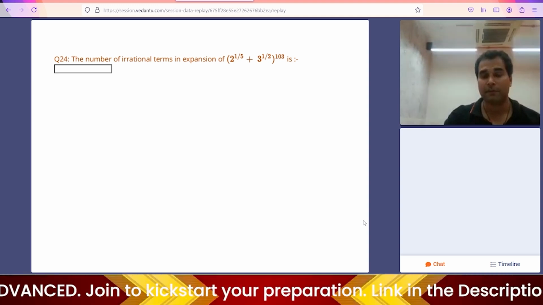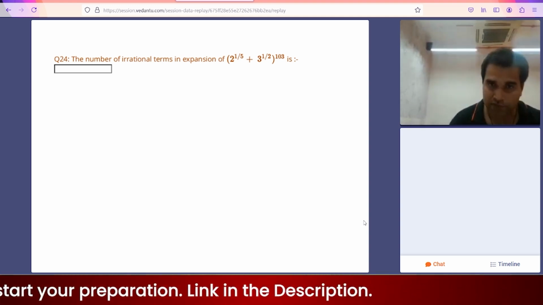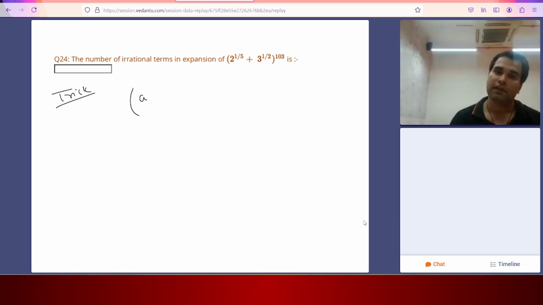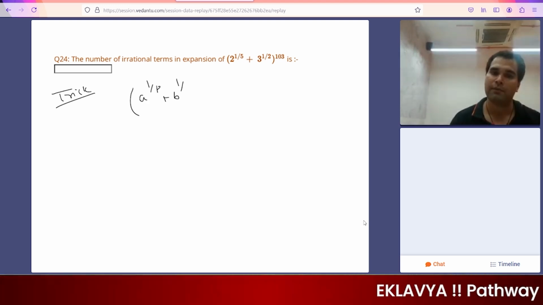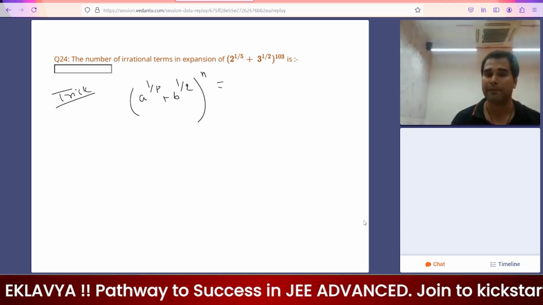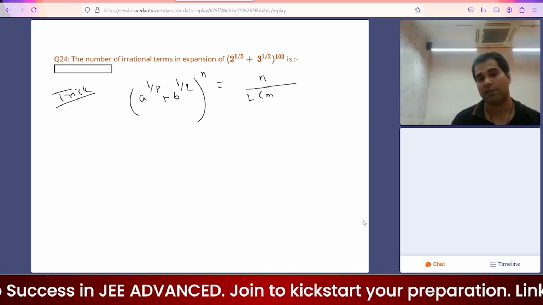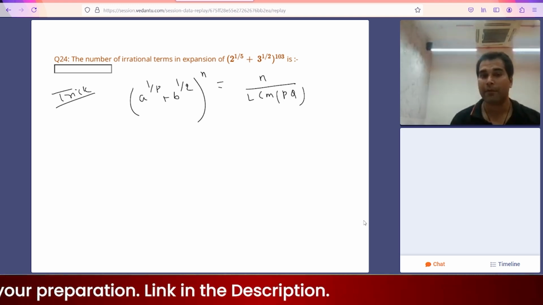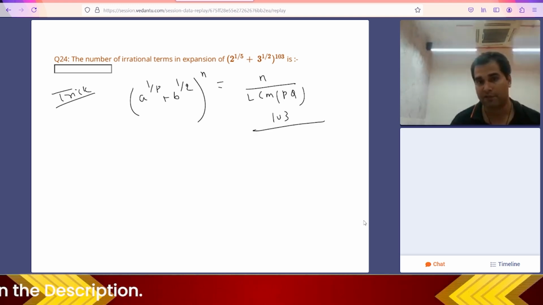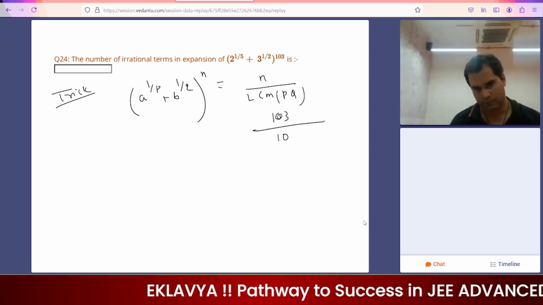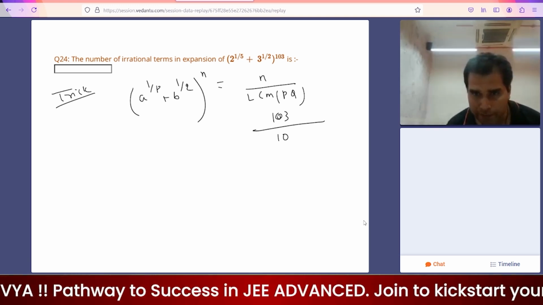Number of irrational terms in this expansion. As we know, there is a trick: for a to the power 1 by p plus b to the power 1 by q, where p and q are any prime numbers, the number of rational terms is n upon LCM of p and q. So here the number of rational terms is 103 upon LCM of 5 and 2, which is 10.